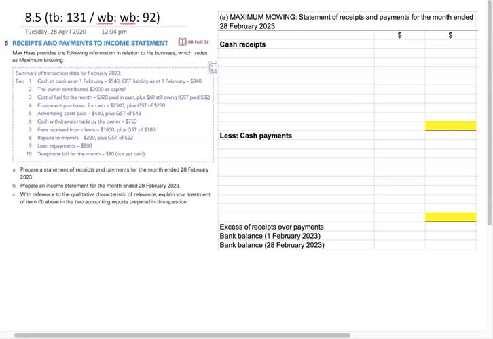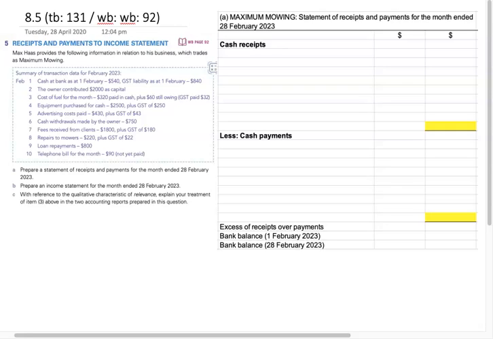This question has a number of parts, and we're going to create a statement of receipts and payments from a list of transactions, which you can see on the left side of this video. Not only that, we're then going to make an income statement using the same 10 transactions. If you can complete this, you will have created two really important reports: the statement of receipts and payments, where we record cash inflows and outflows, and the income statement, where we record revenue and expenses and ultimately profit.